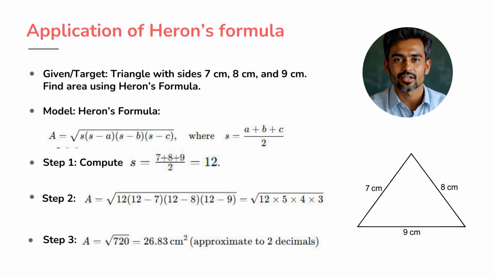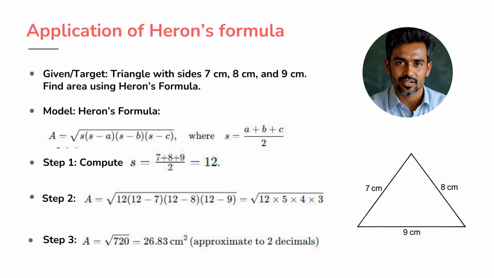Suppose we have a triangle with sides 7 centimeters, 8 centimeters, and 9 centimeters. Our goal: find the area using Heron's formula. First, calculate the semi-perimeter S. So S equals the sum of 7 plus 8 plus 9, all divided by 2. That makes S equals 24 divided by 2, which gives us 12.